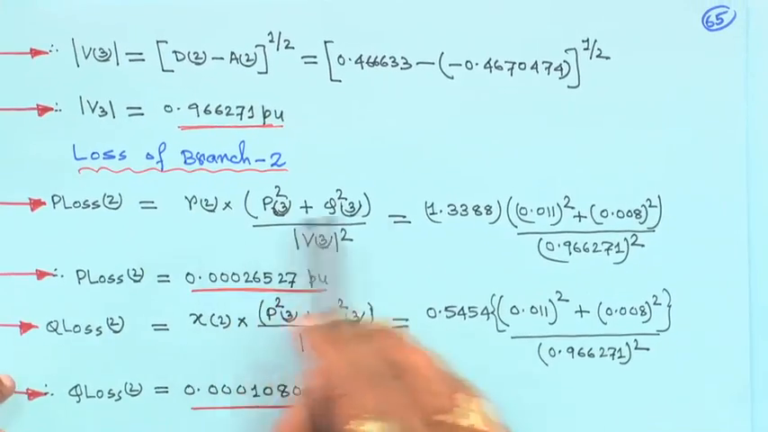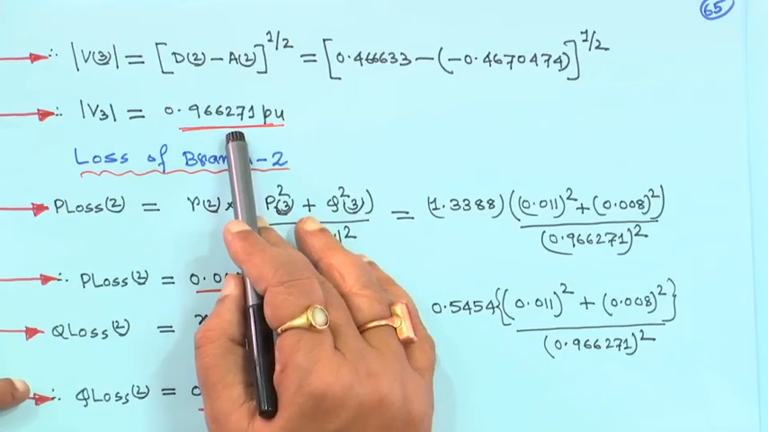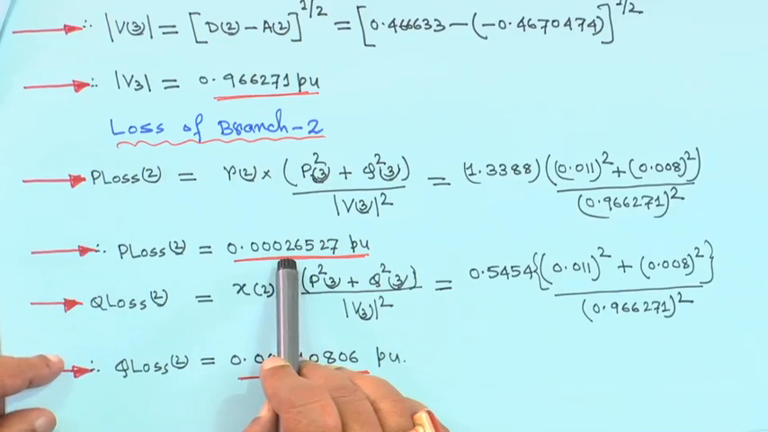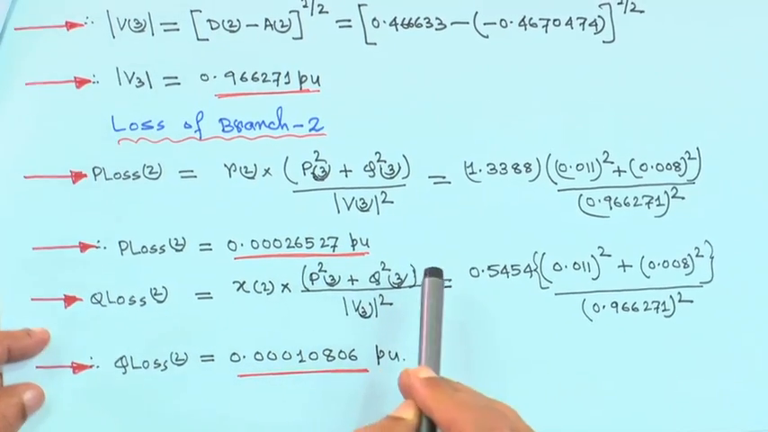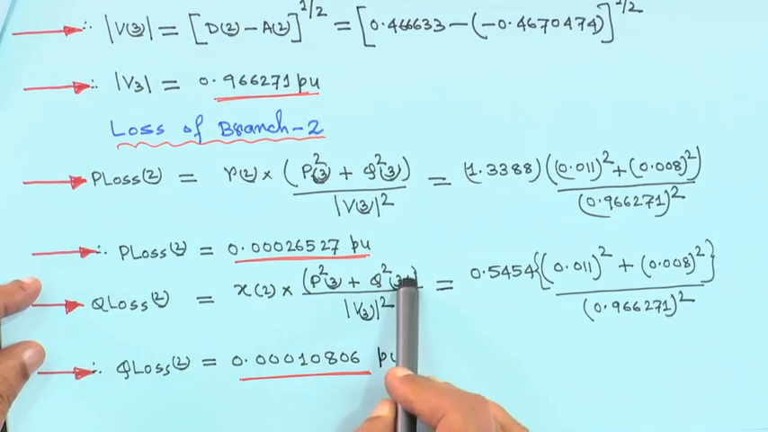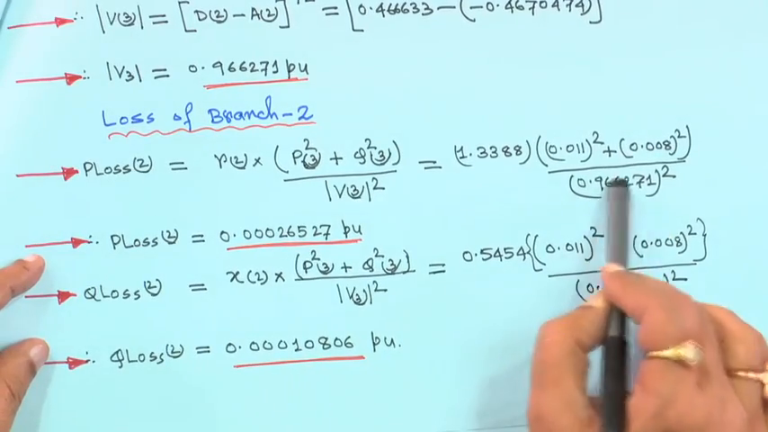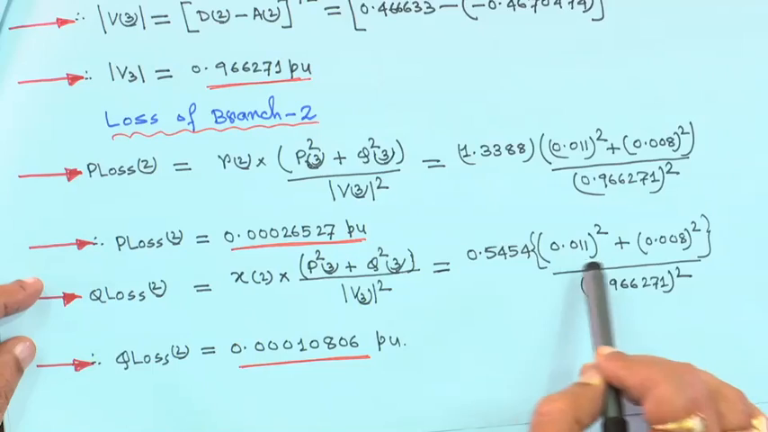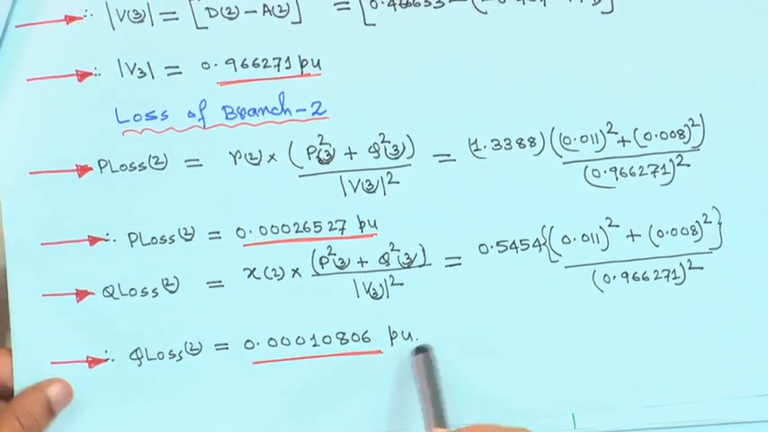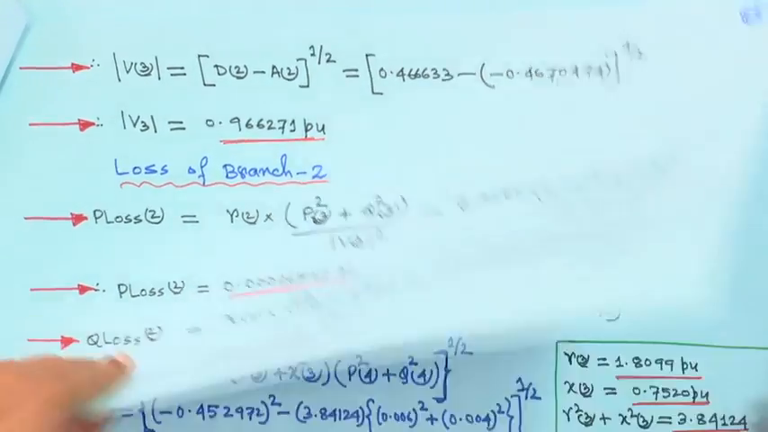So, R2 value in per unit you substitute, and P3, Q3 you substitute, and voltage V3 you have just now computed, this one you substitute. You will get P loss 2 will be 0.0002657 per unit. Similarly, for Q loss 2 you have to take X2 into (P3 square plus Q3 square) upon V3 square. So, only R and X are changing, this term is the same. Once you compute this term separately, you multiply it by R, and once again multiply by X. So, Q loss 2 is 0.000100806 per unit. This is the loss of branch 2, because in the next iteration the loss has to be added.